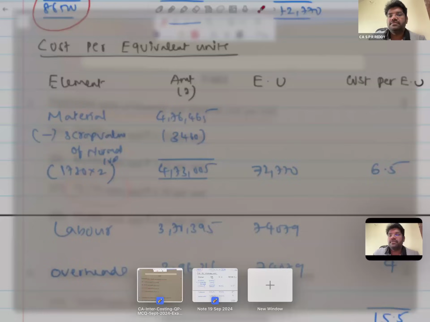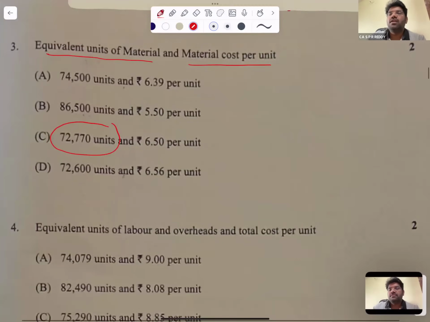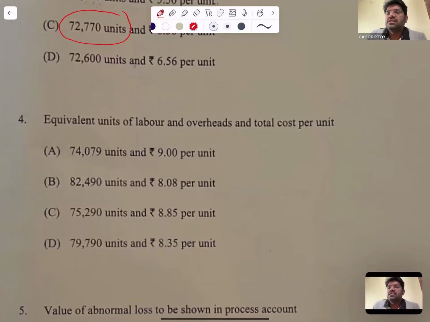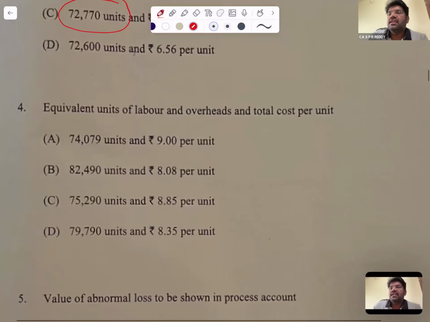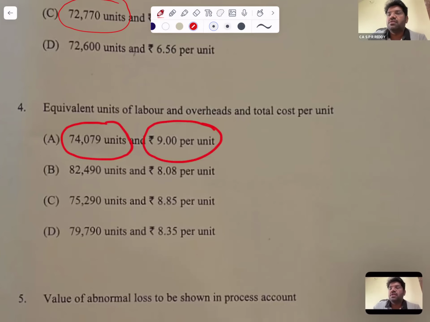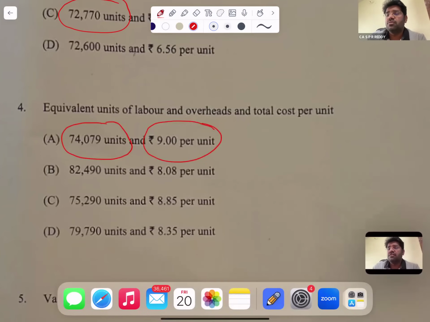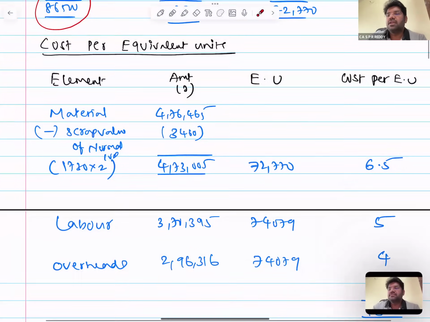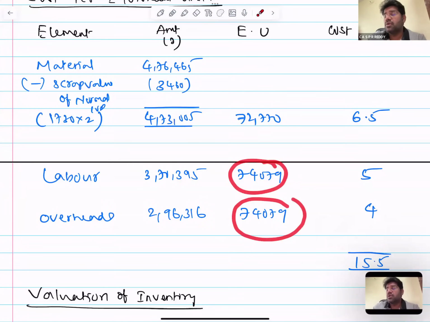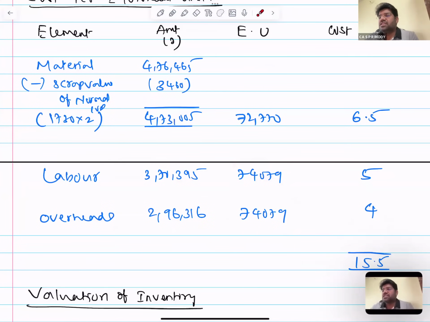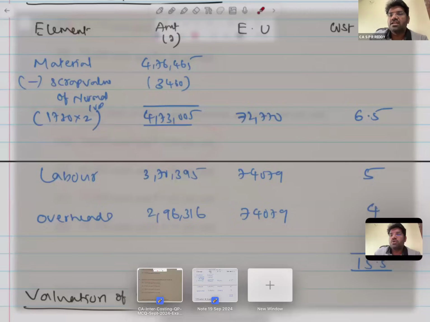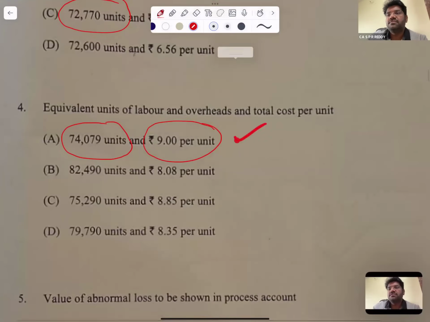Next one, what are the equivalent units of labor and overheads? We got exactly 74,079 units, and what is the cost per equivalent unit? 9. So that is combinedly for both labor and overheads. You can check here, labor equivalent units and overhead equivalent units are the same. And what is the cost per equivalent unit also? You can see here, combinedly it is 9. So what is the correct option here? A is the correct option.